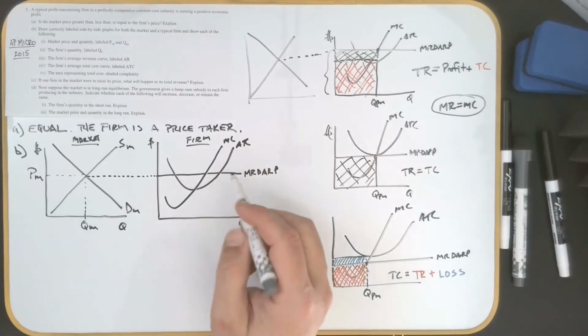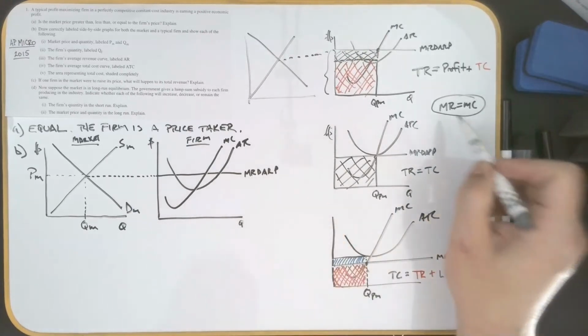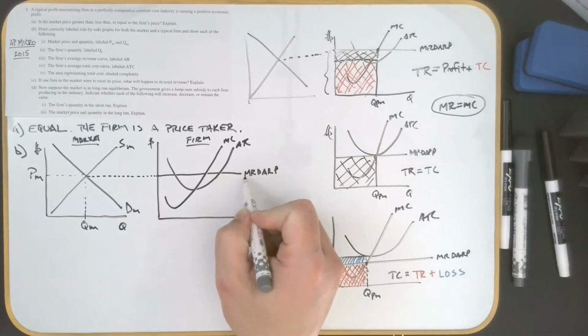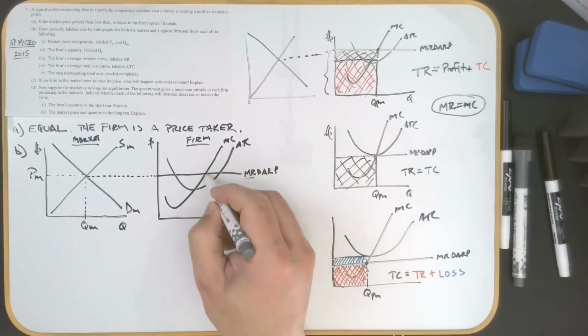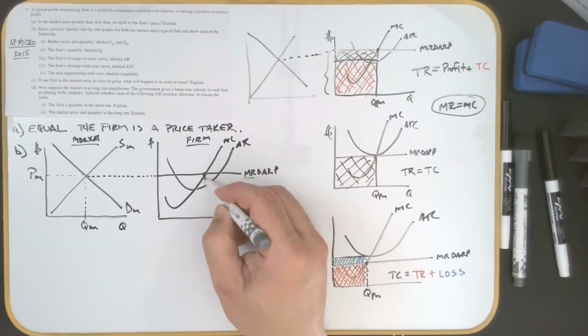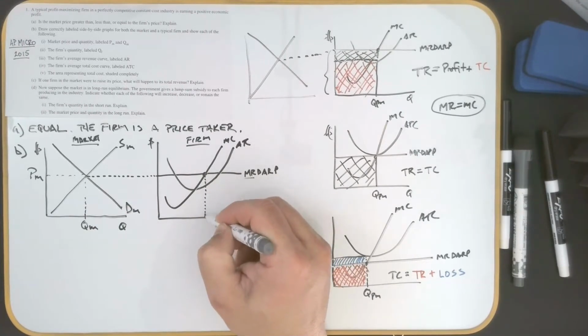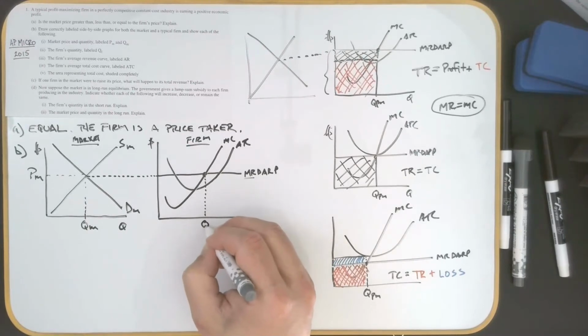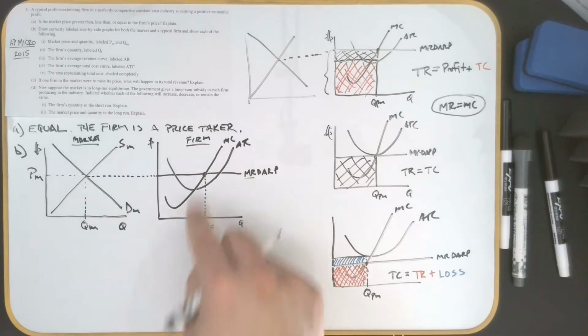Part 2, the firm's quantity labeled as Q sub F. Well, the firm over here, and this is your MR equals MC. Very important that you guys get it. Well, there's MR, there's MC. This is our quantity right there. And they want to see that you know MR equals MC. And I'm going to put a Q, and it says sub F, quantity for the firm.